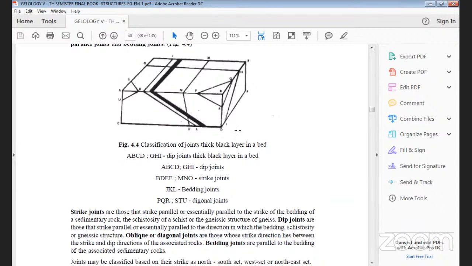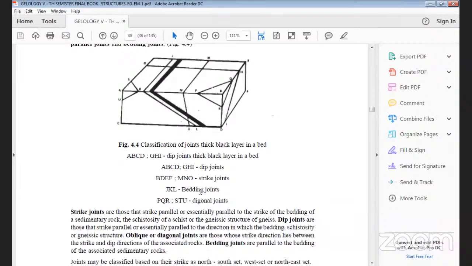Again, we see P, Q, R also. This P, Q, R and S, T, U, maybe T, we cannot identify T here, but you can see it here.